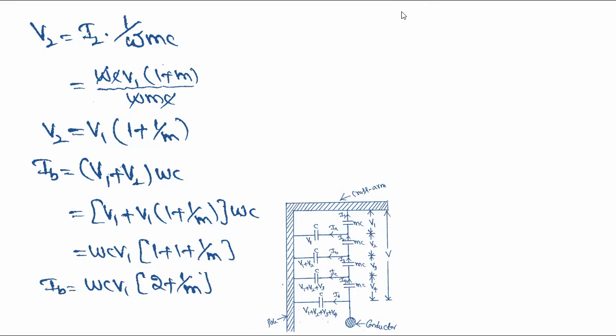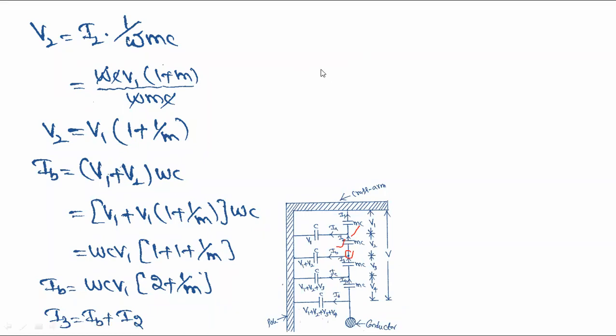Now we already know the value of I2 and IB. Now apply Kirchhoff's current law. That is, the sum of current towards the junction point is equal to the sum of current leaving the junction point. Towards the junction point is I3, and leaving the junction point are IB and I2. Now apply Kirchhoff's current law, that is I3 equal to IB plus I2.